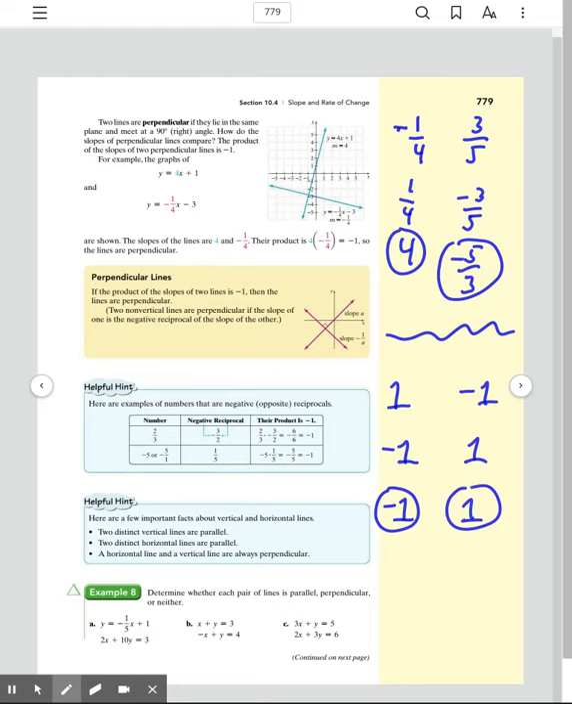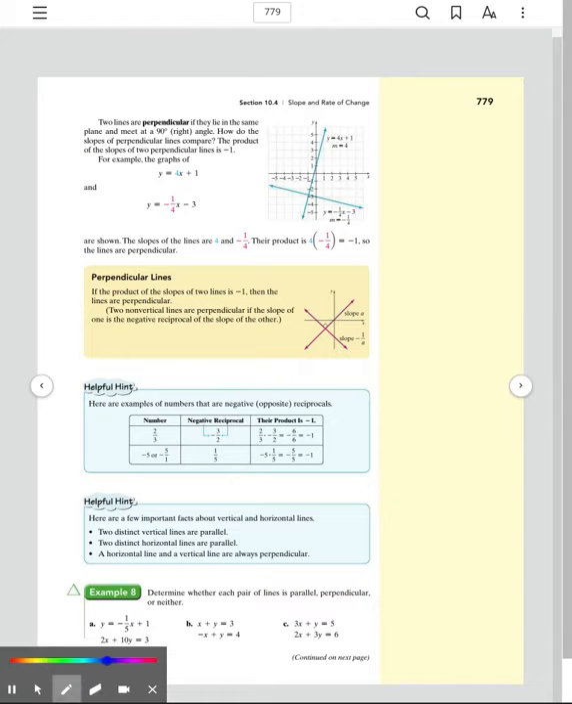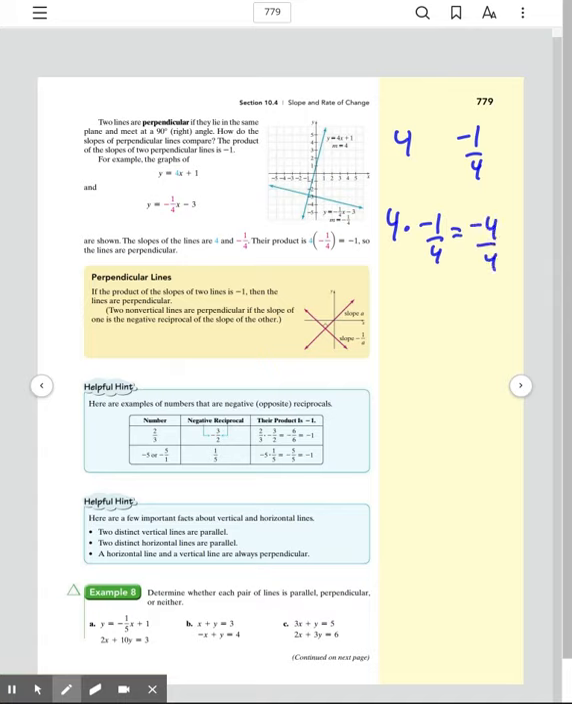Now to verify if the two slopes are perpendicular, you can just multiply them if you'd like. And if you get an answer of negative 1, that means they are perpendicular. So for instance, let's look at the two examples we have. We have 4 and negative 1 over 4. By analyzing it, we can see that they are perpendicular to each other. But to verify, we can say 4 times negative 1 over 4. If we multiply them, our answer should be negative 1, and that will tell us they're perpendicular. So 4 times negative 1 is negative 4 over 4. Negative 4 over 4 makes negative 1.